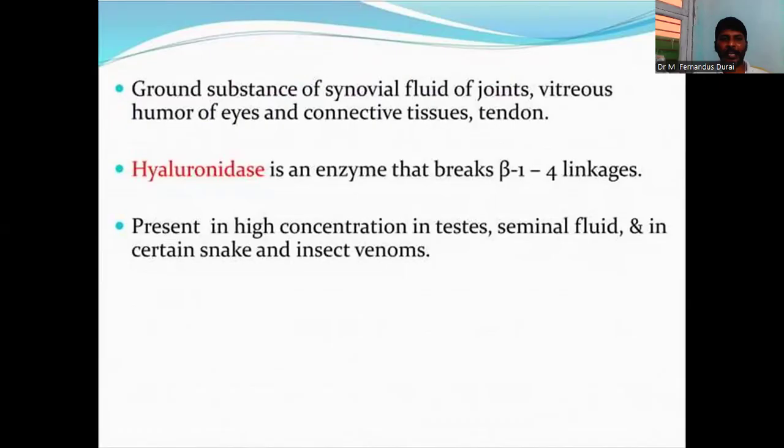Hyaluronidase is an enzyme that breaks beta 1,4 linkages. It is present in high concentration in testis, seminal fluids, and in certain snake and insect venoms.